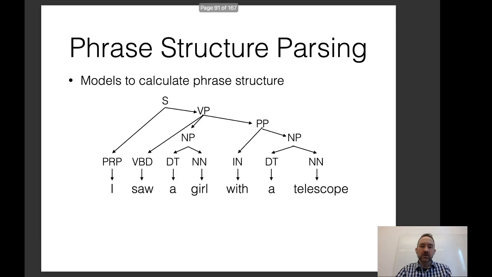So phrase structure parsing are models to calculate phrase structure, as I mentioned before. And basically what we do is we start with part of speech tagged individual words, and then we compose them into longer phrases. So like the determiner and the noun telescope become a noun phrase, a telescope. We add with, and this becomes the prepositional phrase with a telescope. And then we can combine a verb, a noun phrase, and a prepositional phrase into a verb phrase, for example.